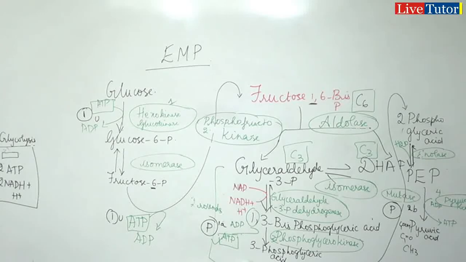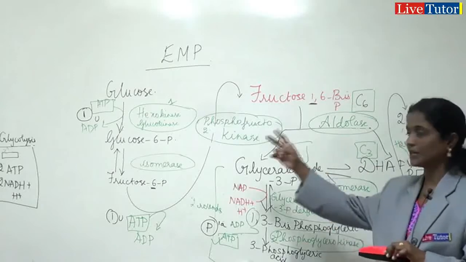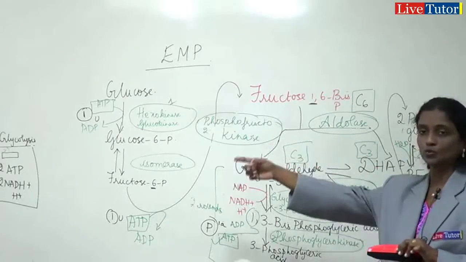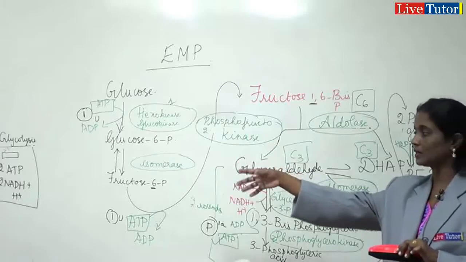Let me erase this and then we will go ahead. I hope you are doing this same in your notebook as well. You can even verify with your notebook. I hope that we have done 10 steps so far. In the 10 steps, 2 we have invested, 4 we have got as benefit. So 4 minus 2, 2 ATPs we have kept in the savings bank.